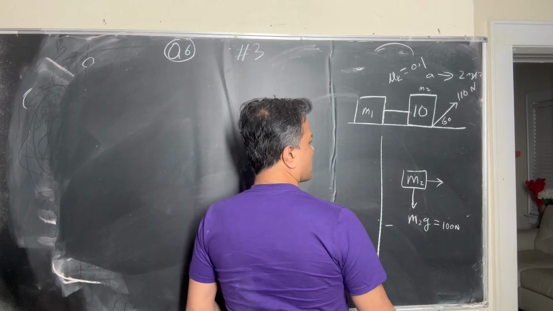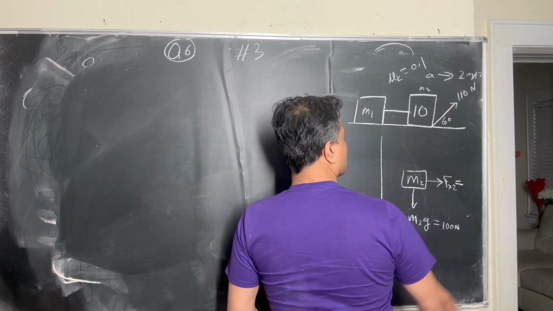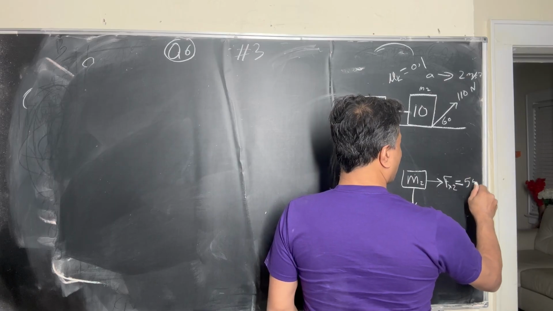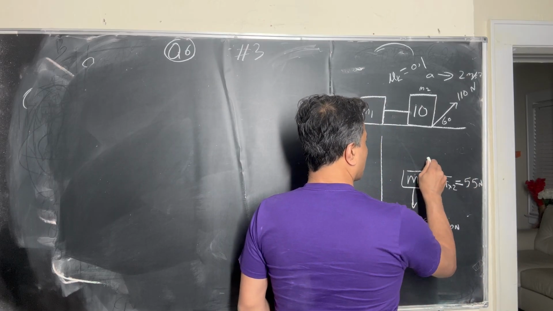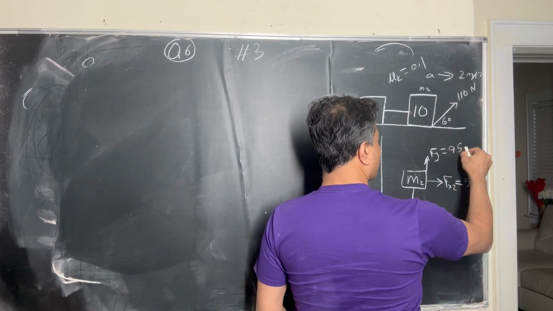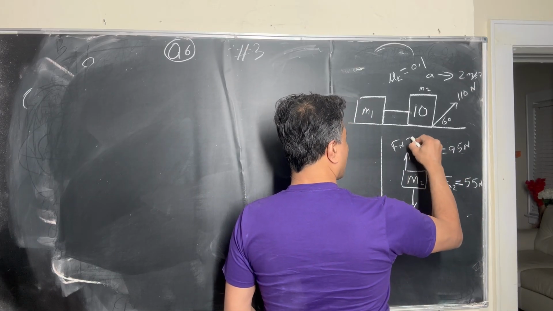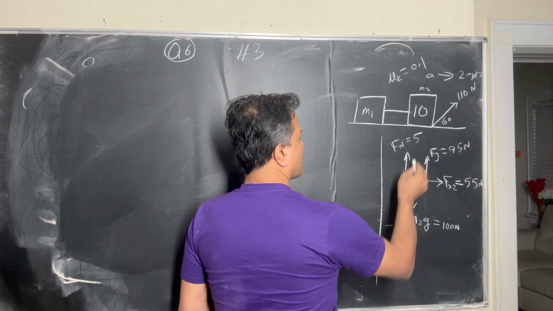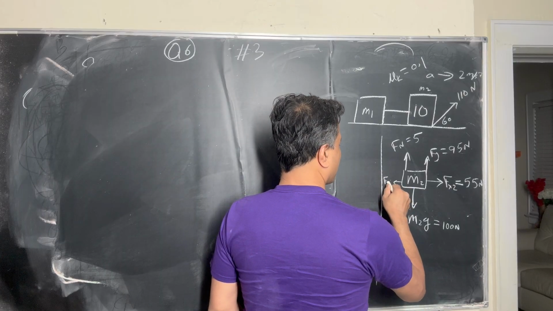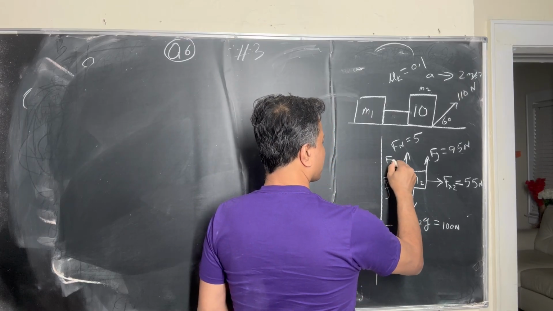This is Fx2: 110 cosine 60 should be 55. Fy: 110 sine 60 is 95. 100 minus 95, so Fn must be 5. 5 times 0.1, that is our Ff, 0.5. And this is our Ft.